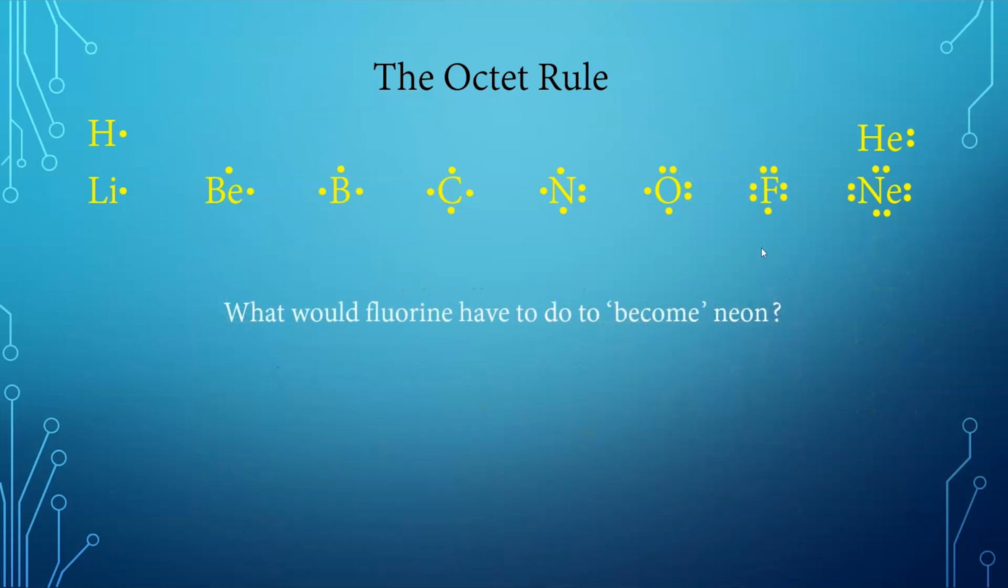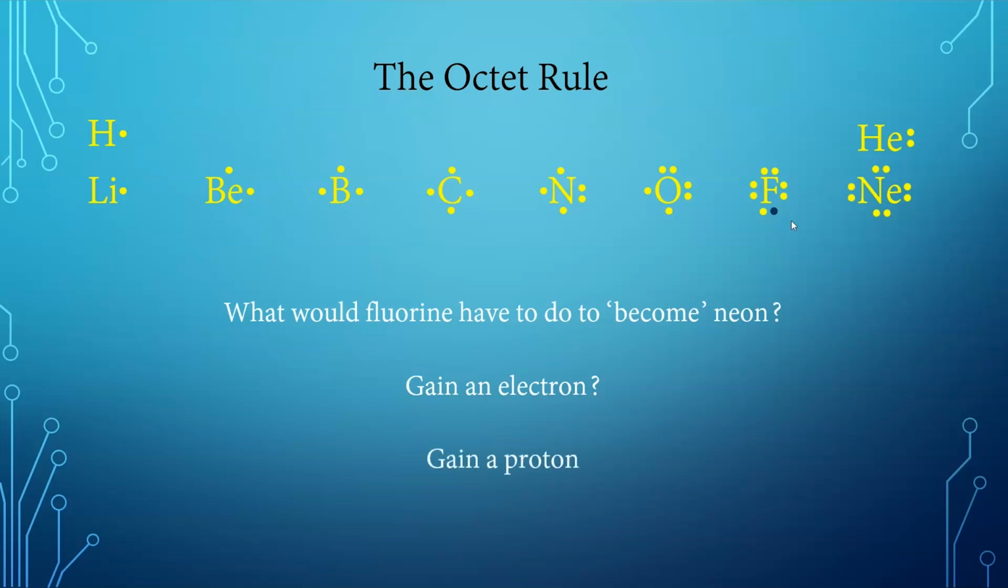And the answer, of course, that most students come up with is fluorine would need to gain an electron. Most every student I ask this question to says, well, if fluorine gained an electron, it would be neon. Well, it hasn't become neon. It looks like neon. You know, from the outside, yeah, a little makeup here, and fluorine looks a heck of a lot like neon. They would be hard to tell apart. But to truly become neon, what would fluorine have to do?